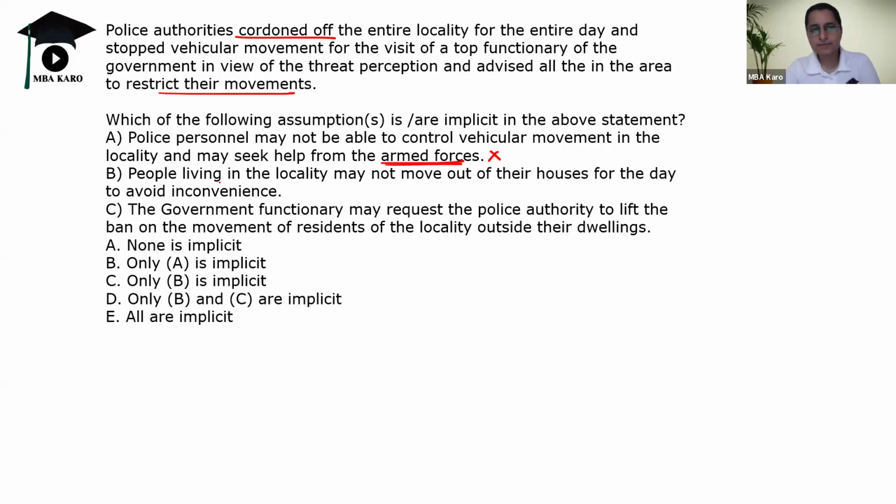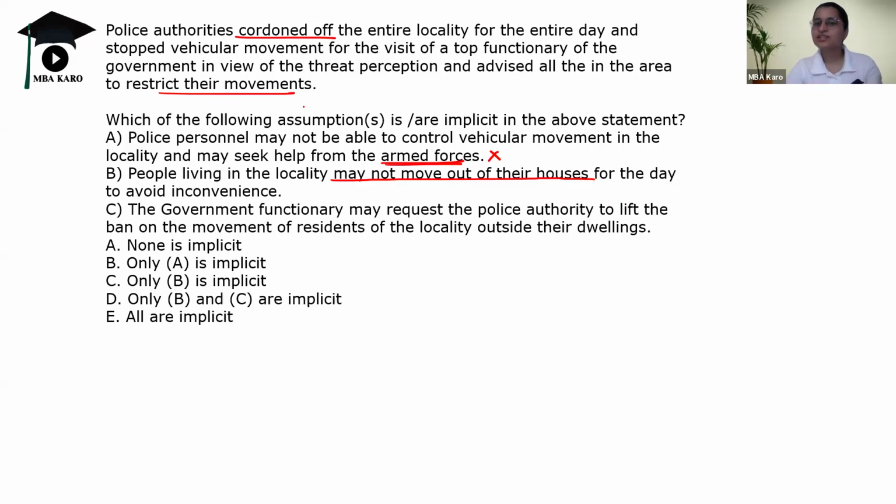Let's see the second option. People living in the locality may not move out of their houses for the day to avoid inconvenience. Now, see, if this was the assumption, then police authorities would not need to shut the entire area down and advise people not to move out. They are not assuming it. That's why I said, think from the point of view of the police personnel. If people were not to move out of their houses, then definitely they would not have to barricade the entire area. If this assumption is true, then cordoning off the entire locality and advising all in the area to restrict their movement is going to fall apart.